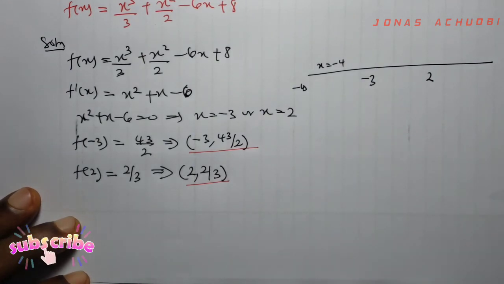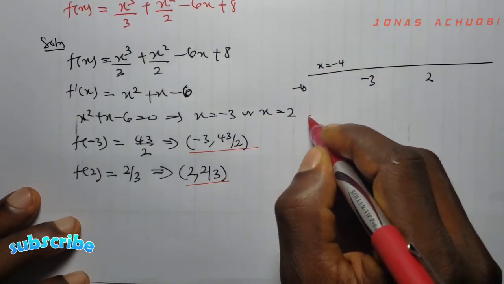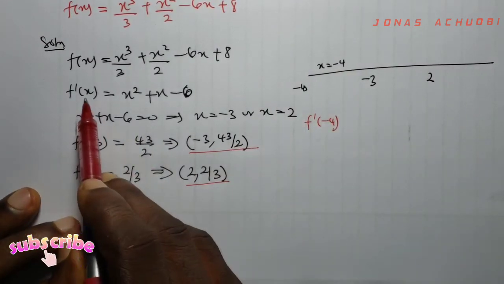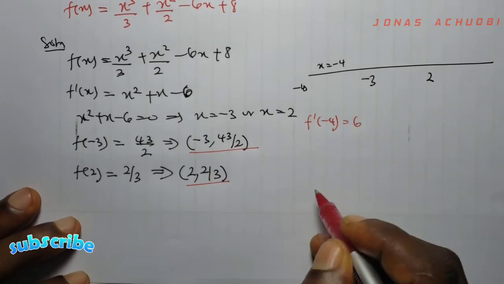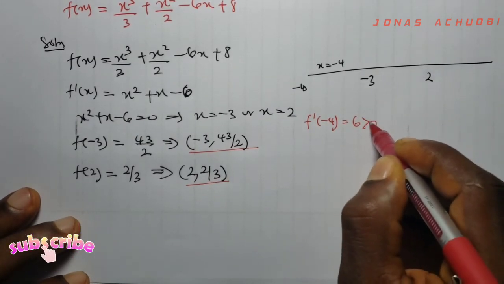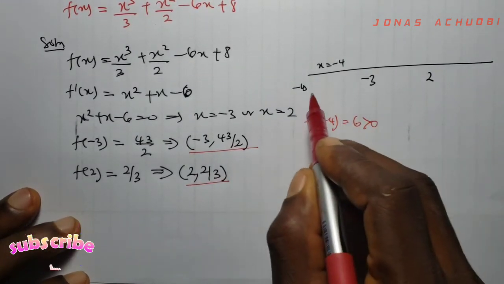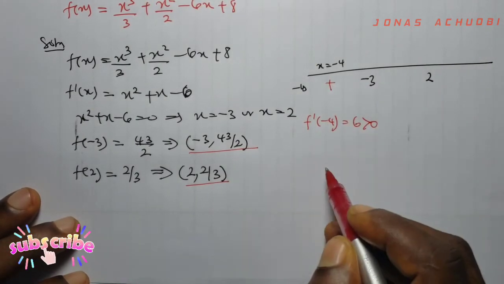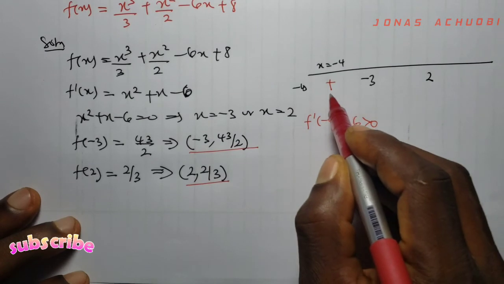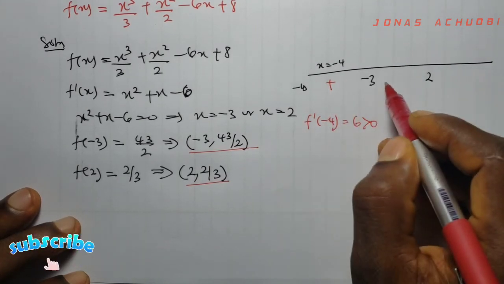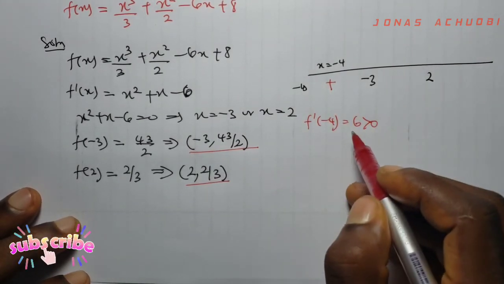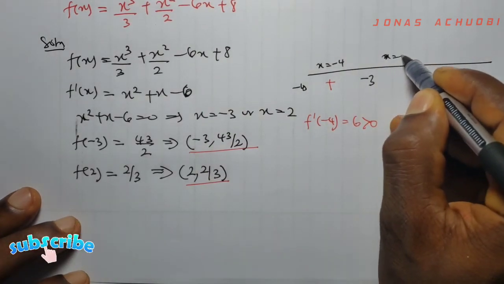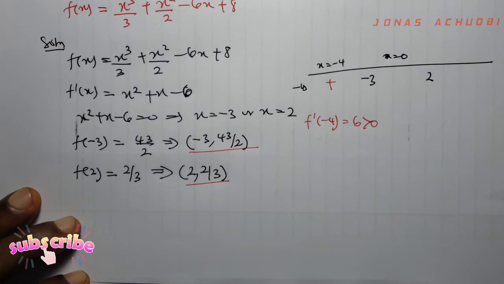Now, f prime of minus 4, if you put minus 4 into the first derivative, you get 6, and 6 is positive. So this means that on the left side of this critical number, the function is increasing, since 6 is positive. On the right side of the critical number, we pick another value, and in this case, I choose the value x equal to 0 for simplicity.